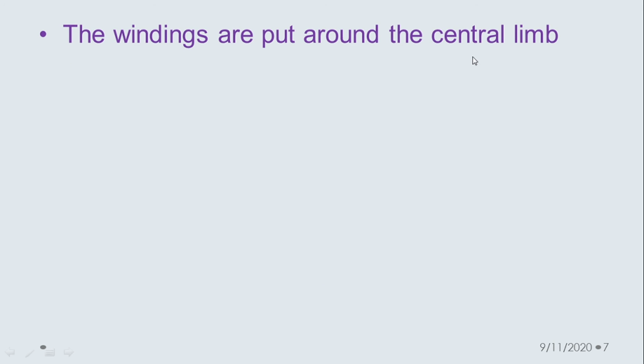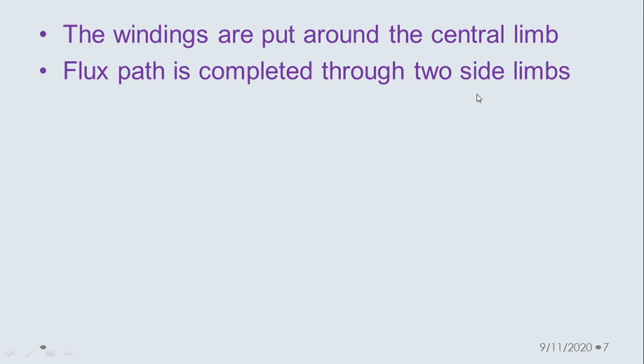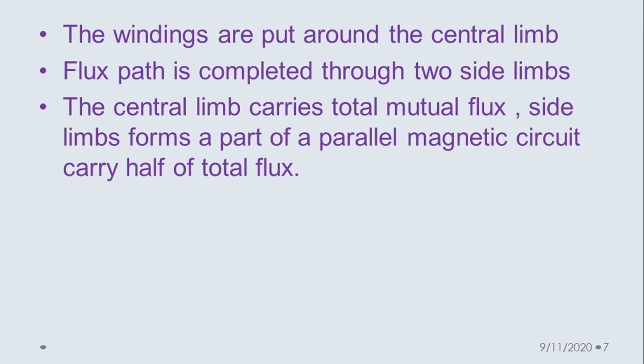The windings are put around the central limb, correct. The flux path is completed through the two side limbs. The flux will be moving through the two side limbs and the central limb. The central limb carries the total mutual flux. Mutual flux means the flux which links both the primary and secondary windings. The side limbs form a part of a parallel magnetic circuit and carry half of the total flux each, so the total flux is distributed in the side limbs, correct.